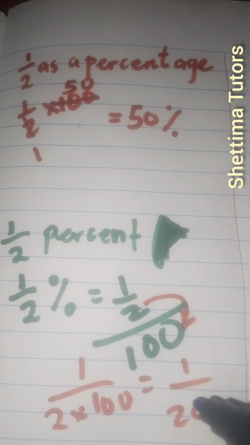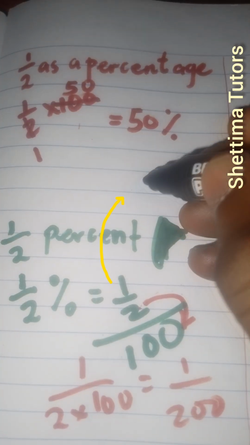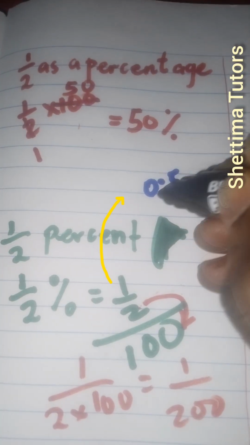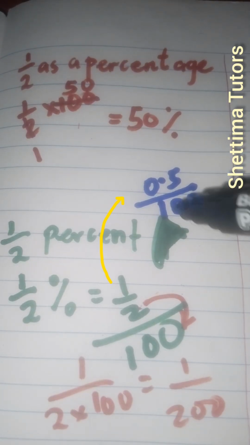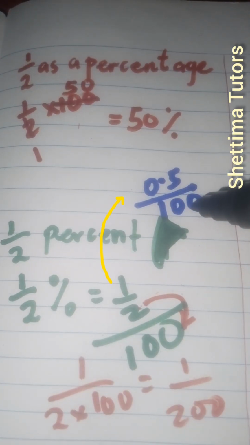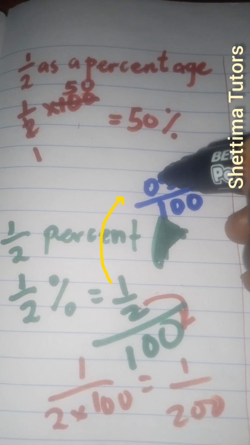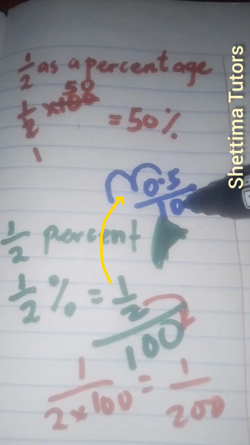What if I want to give it in decimal? 1 over 2 over 100. 1 over 2 is the same thing as 0.5. So you can write it as 0.5 all over 100. And what is 0.5 all over 100? You're moving by 2 decimal places backward, 1, 2, because there are 2 zeros.